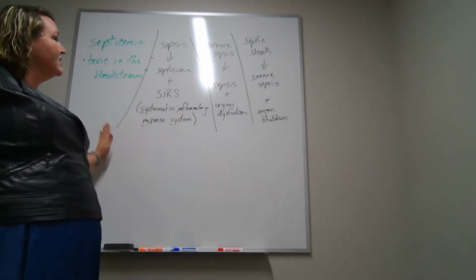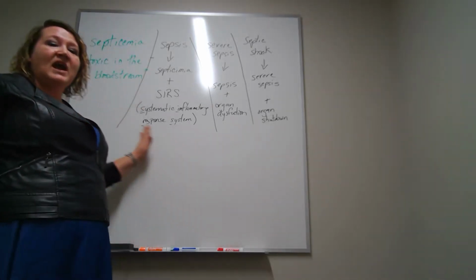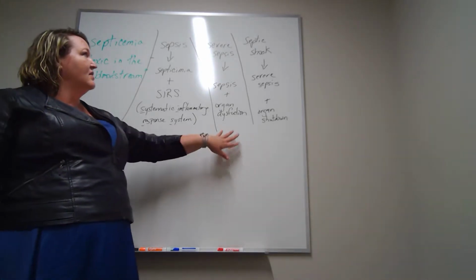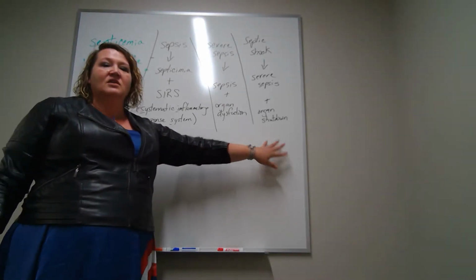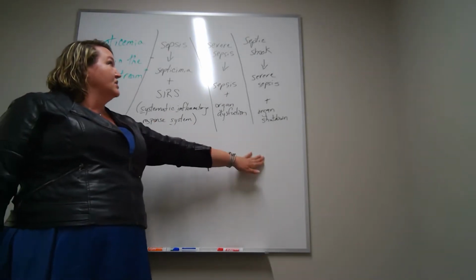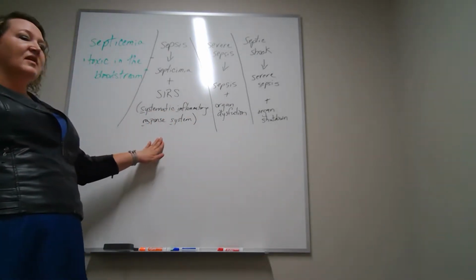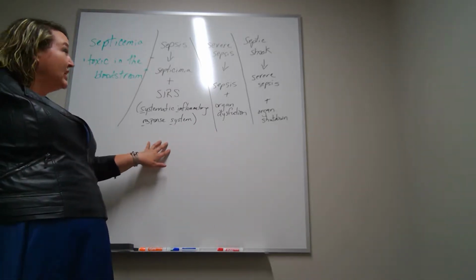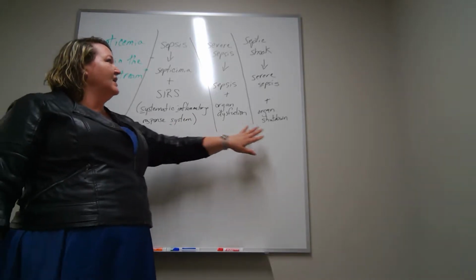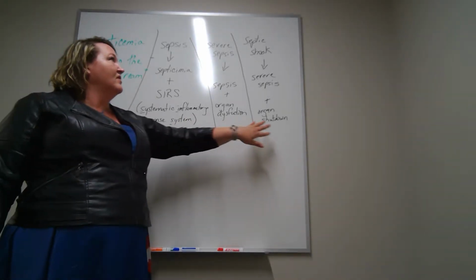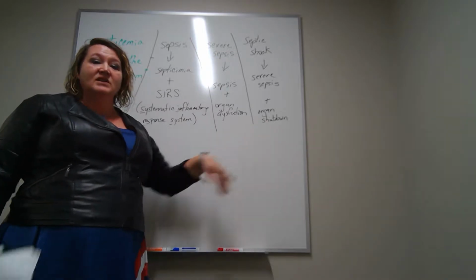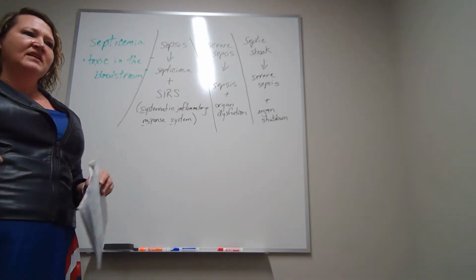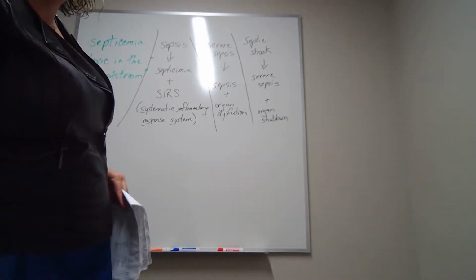Okay, so these are the 4 different things that you're going to be looking at. I just wanted to explain what was considered sepsis, severe sepsis, and septic shock. So they build on each other. Septicemia, sepsis is septicemia plus SIRS. Severe sepsis is sepsis plus organ dysfunction. And then septic shock is severe sepsis plus organ shutdown. All right, so that is basically the things that you need to know about the A and B.